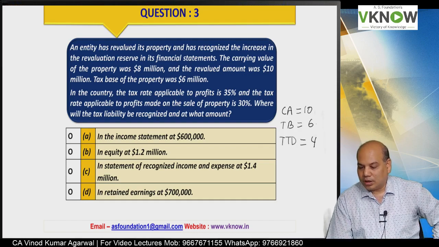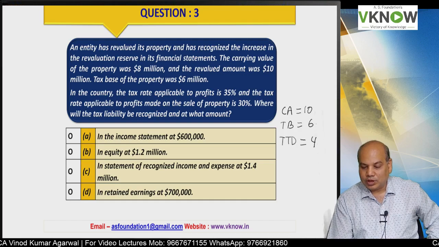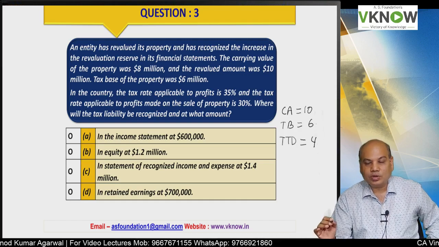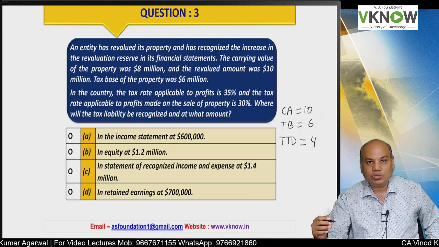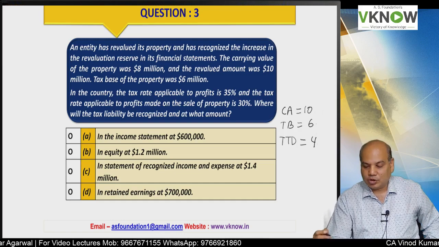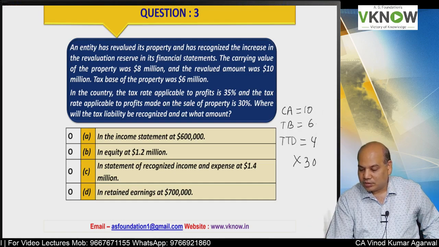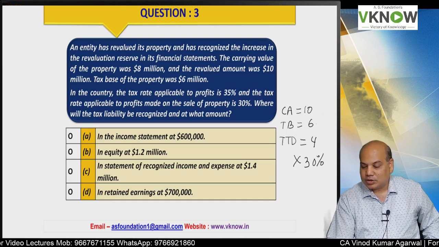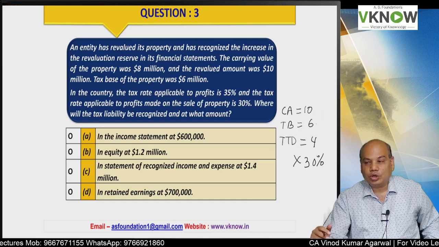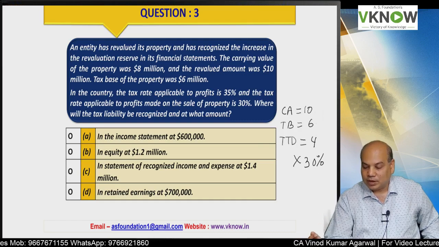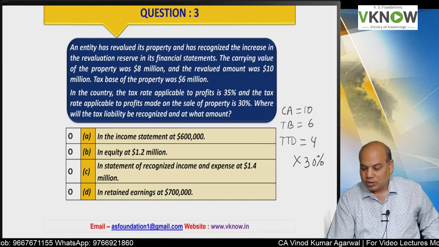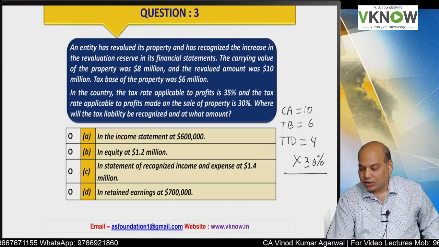Now we have two tax rates. Which rate will we take? We will assume that the objective is to sell the asset. If the objective is to sell the asset, we will apply 30%. But yes, this question can have one more answer. If the objective is to use the asset, we will apply 35%. The question is not fully clear on that front. So that comes to 1.2.